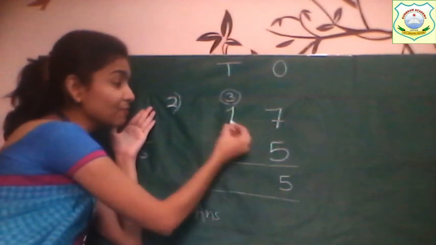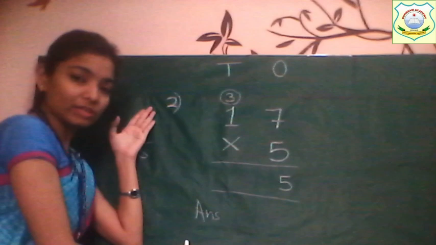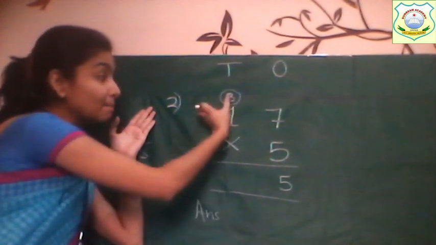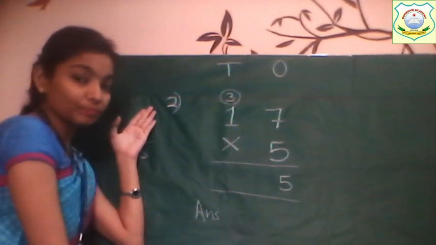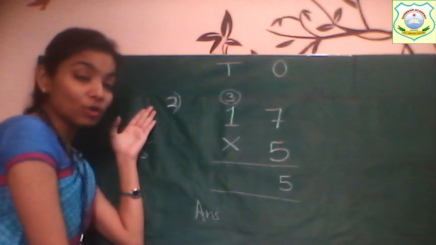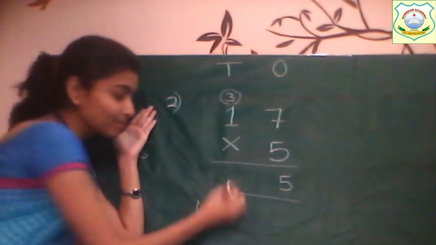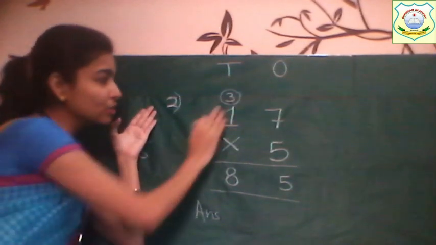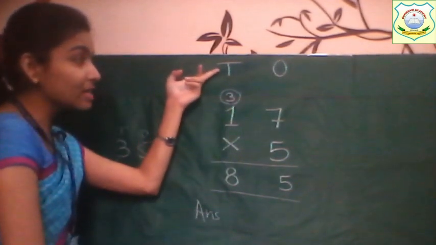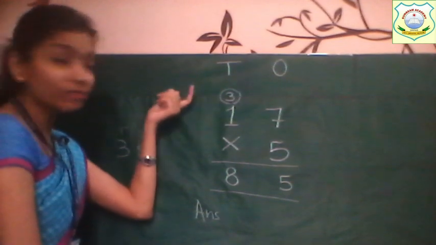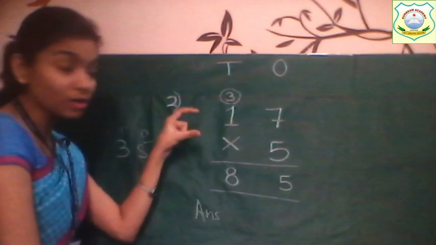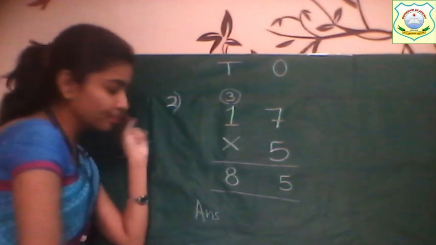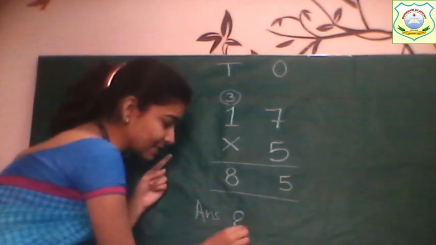Now next, 5 ones are 5. Okay, 5 ones are 5. But we need to add 3 also. So 5 plus 3 is how much? That is 8. So you will write in the tens column 8 like this. And you need to do like this. After making the tens column, you have to leave one line here, one box, and then you will write the next question. So the answer is 85.